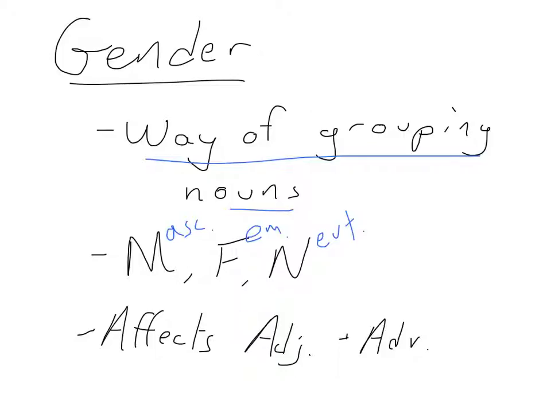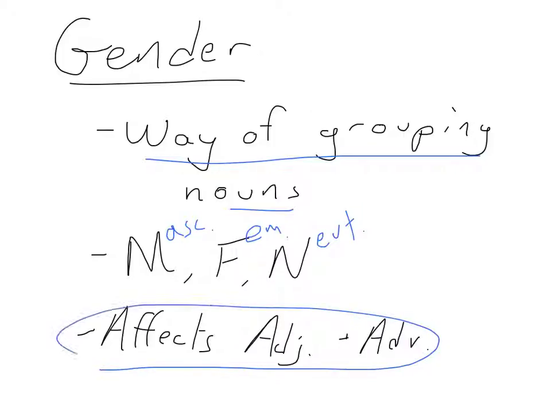Gender is different than declension in that it affects other things besides nouns. So it affects adjectives that are agreeing with that noun, and it affects pronouns. So it affects adjectives and pronouns as well, whereas adjectives and pronouns don't really reflect the differences in declension. Or at least they don't change based on a noun's declension, like adjectives and pronouns would based on a noun's gender.